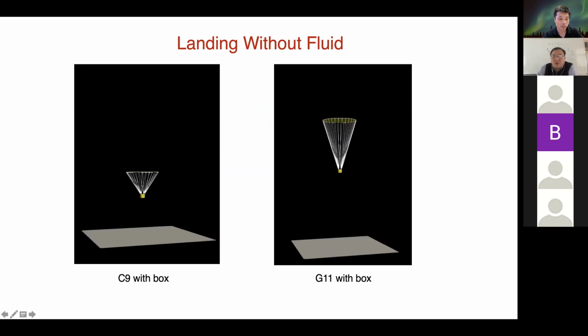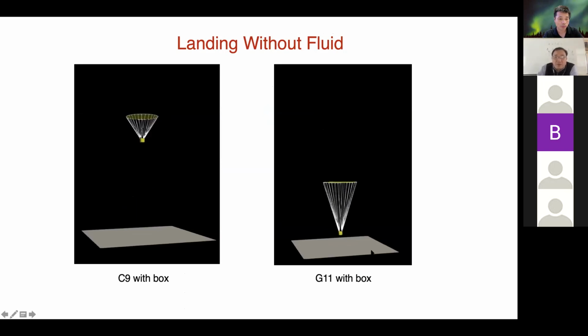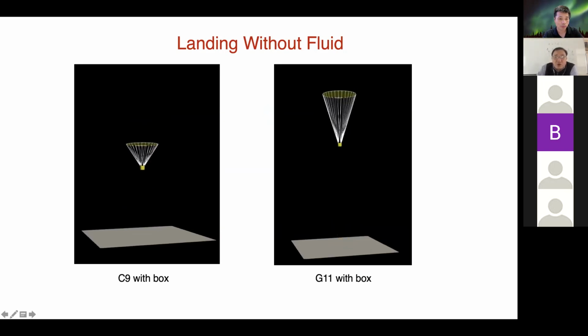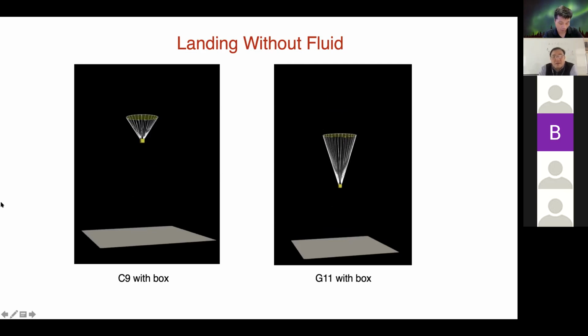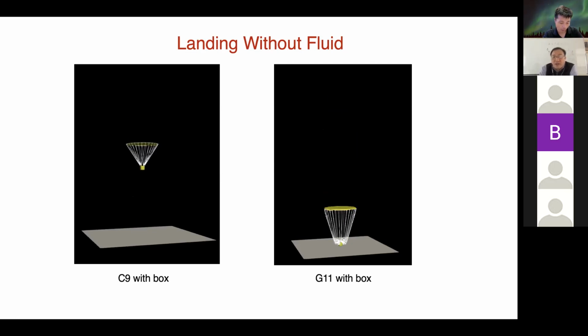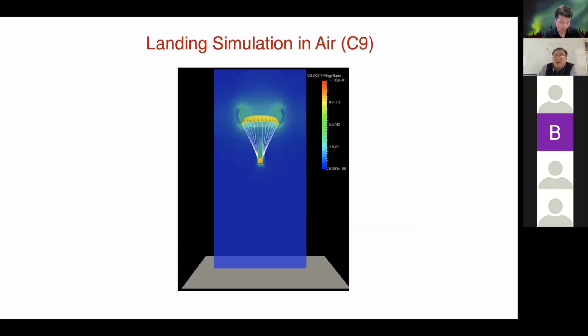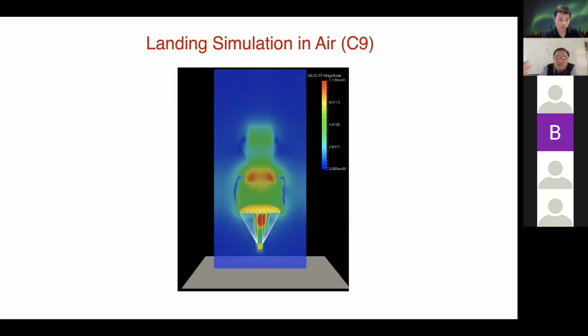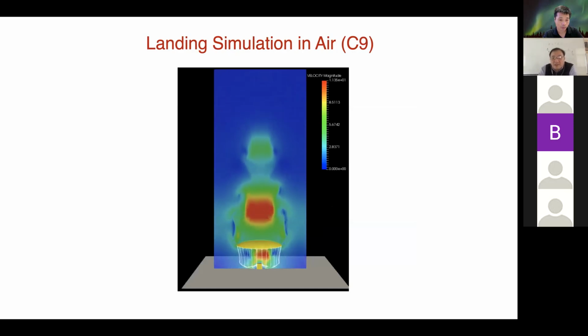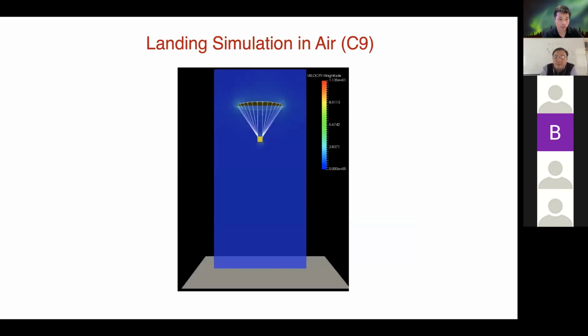So you start with a flat one, it will remain flat, and it shows the collision between the rigid body and the ground, and also the parachute canopy. And this one is with air, but it's near the ground. And this is how the parachute lands.